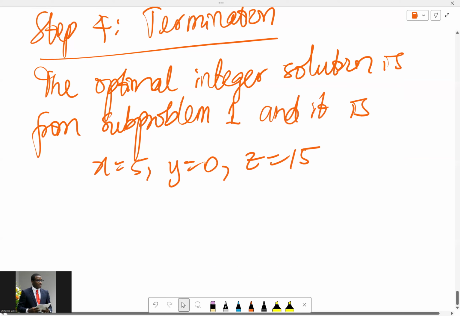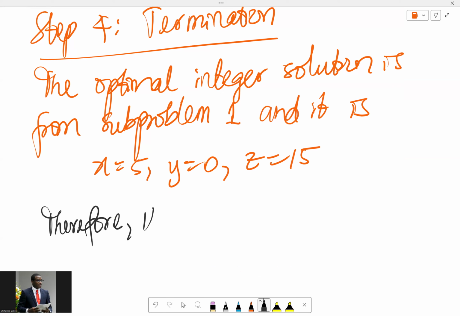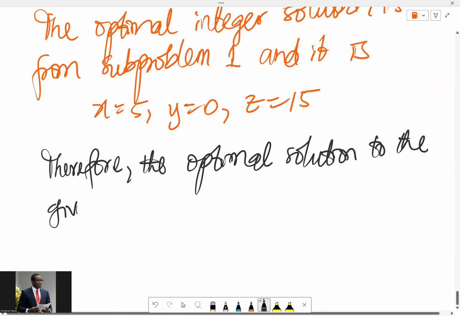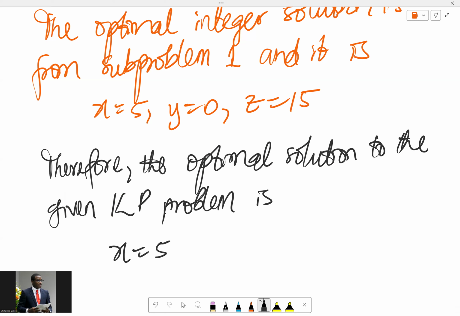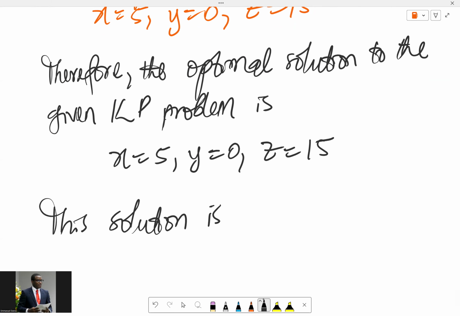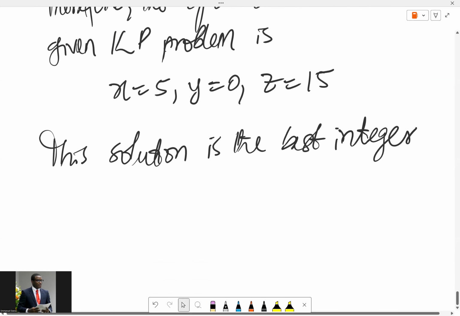So we can say therefore, the optimal solution to the given integer linear programming problem is the same. X equals 5, y is 0, and z is 15. So this solution is the best integer solution. Of course, we have a better solution if we don't care about integer, which is 16.5. But since we need integer, this solution is the best integer solution.